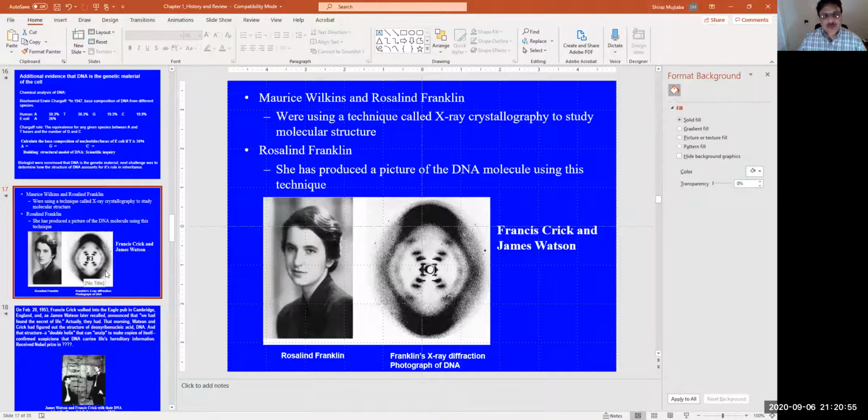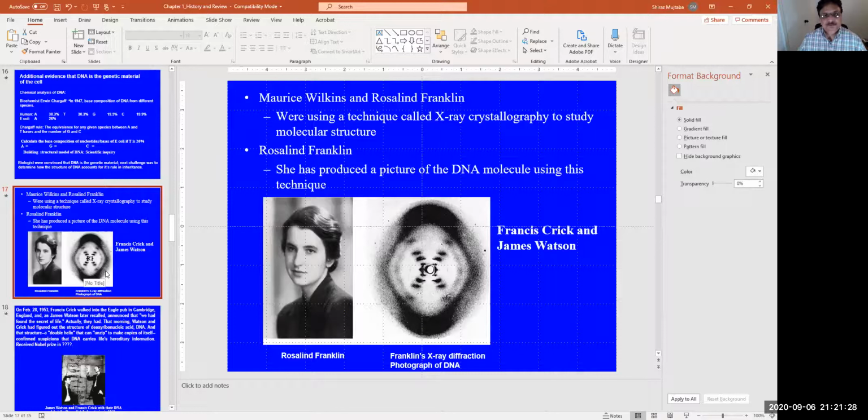So the work of, I underline this with bold letters, the work of Rosalind Franklin, who had expertise in X-ray crystallography, established that the two strands of DNA are connected by hydrogen bonds. That was proved by Rosalind Franklin. She was the pioneer scientist.